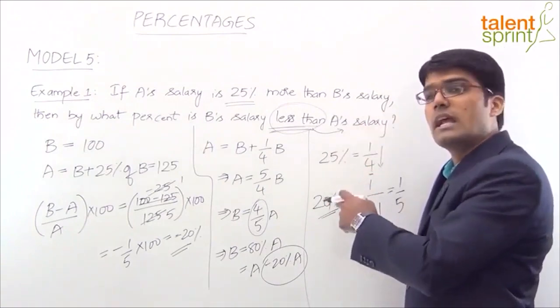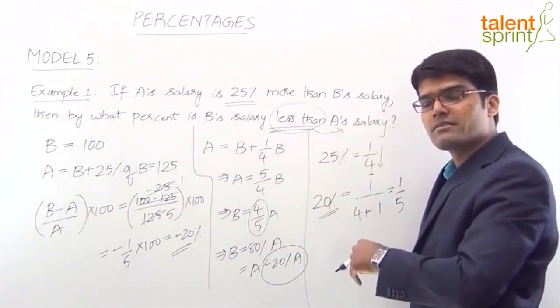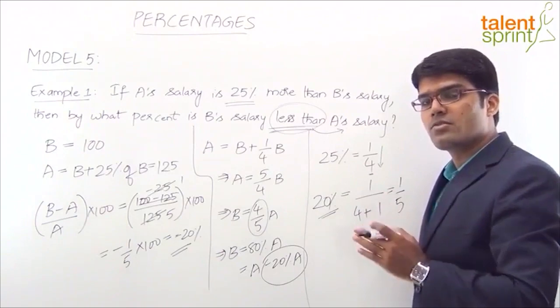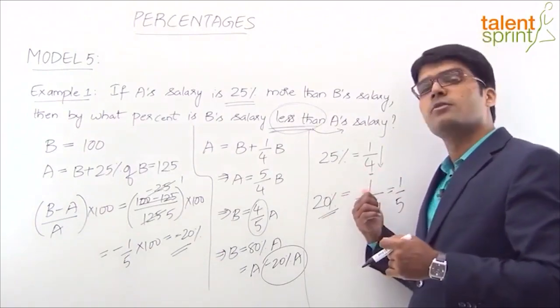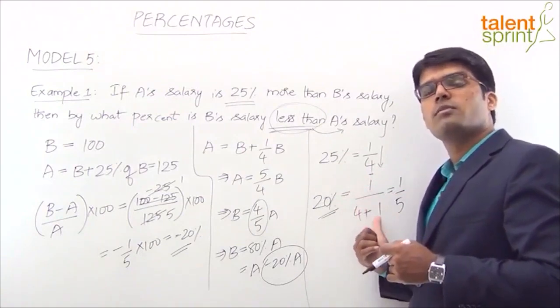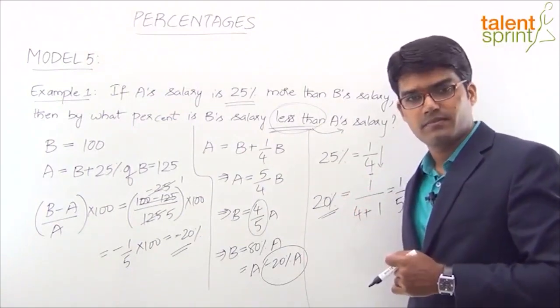25% is 1 by 4. I want less, so I will reduce the fraction. I will only work on the denominator. To reduce the fraction, I should increase the denominator. By how much will I increase the denominator? By the value given in the numerator. So 1 by 4 becomes 1 by 4 plus 1, 1 by 5. 1 by 5 is 20%.